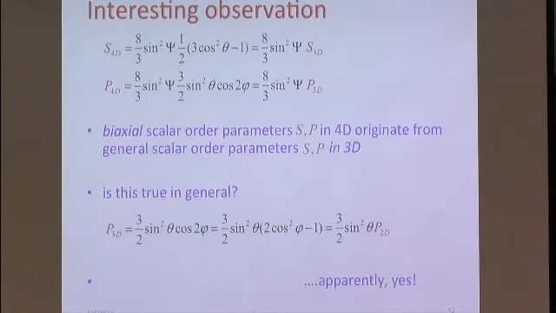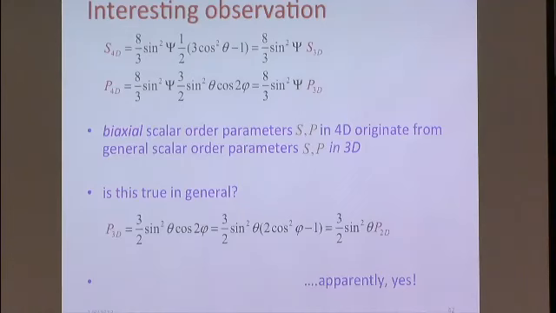So I want to ask whether this is always true. We also want to look into what happens in 3D and 2D. This is the definition of the P in 2D, and we can see a similar relation. So it's just an interesting observation about the scalar order parameters between different dimensions.